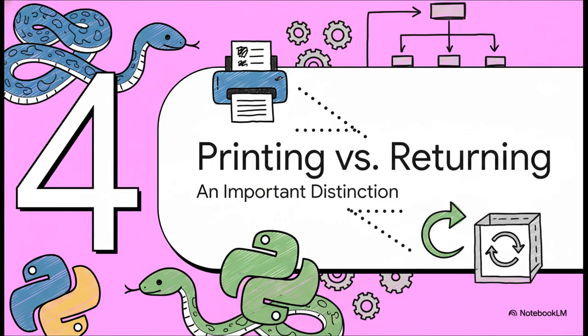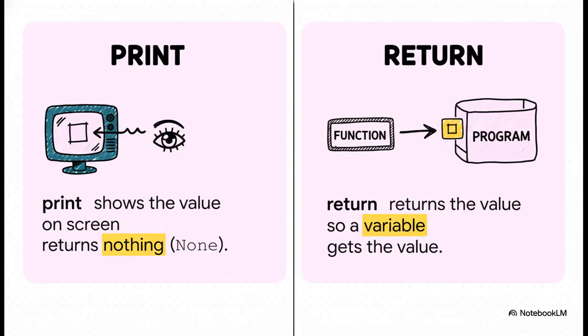Now, this brings us to a concept that, I'm not gonna lie, trips up so many beginners. It's the absolutely critical difference between printing a value and returning a value. They might seem kind of similar at first glance, but they do completely different jobs. Let's break this down with an analogy. On the left, using print is like your function shouting a number out loud. A person can hear it, they can see it on the screen, but the computer program can't grab that sound and do math with it.